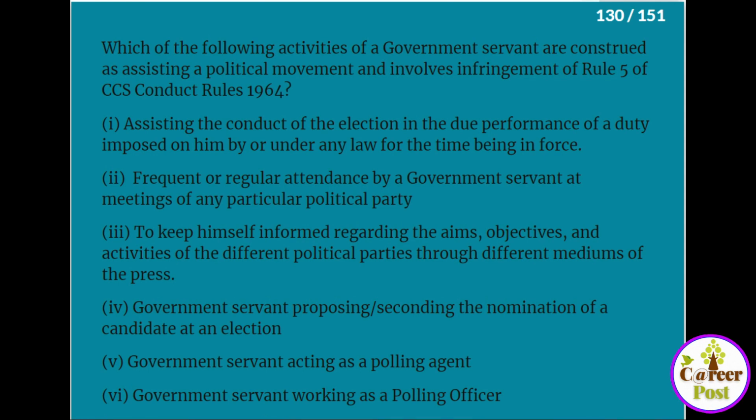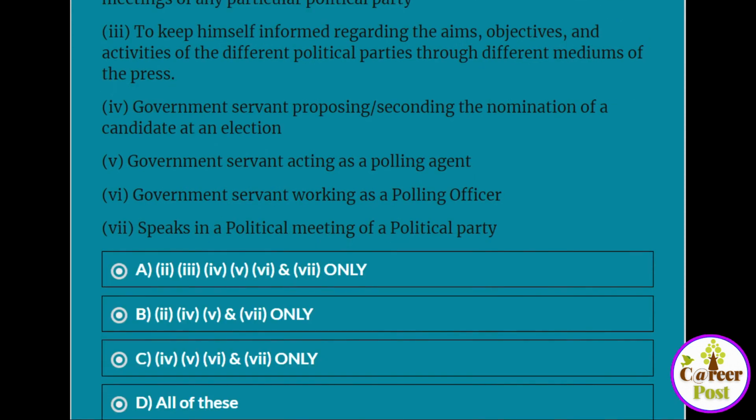Assisting the conduct of election in the due performance of duty imposed on him by or under any law for the time being in force; frequent or regular attendance by the government servant at meetings of any particular political party, to keep himself informed regarding the aims, objectives and activities of different political parties through different mediums of press; government servant proposing or seconding the nomination of candidate at an election; government servant acting as polling agent; government servant acting as polling officer. Options are: 2, 3, 4, 5, 6 and 7 only; 2, 4, 5, 7 only; 4, 5, 6, 7 only; all of these.